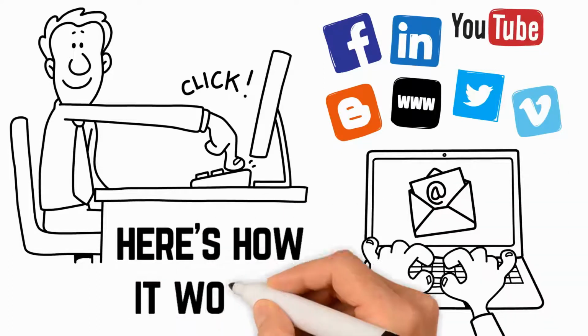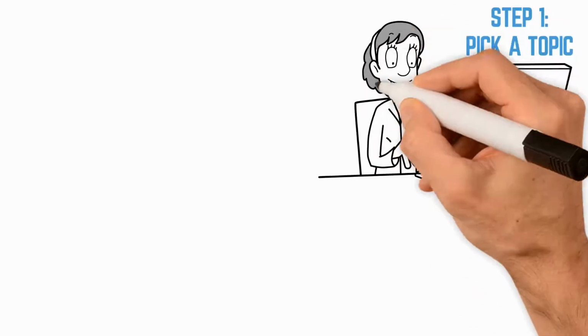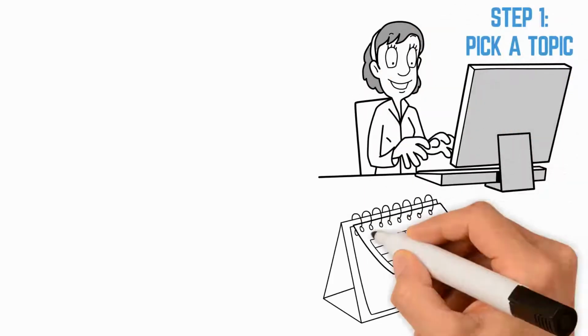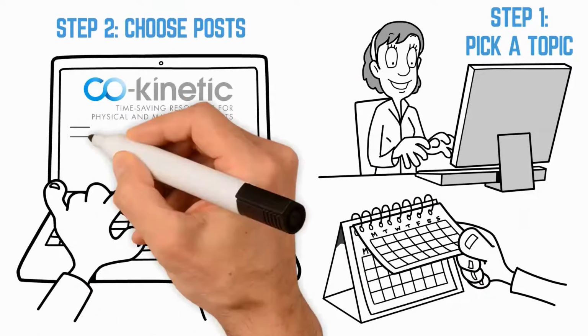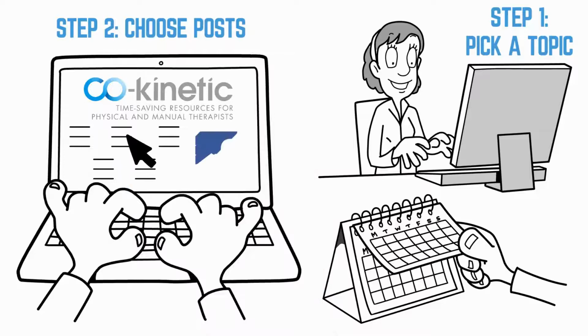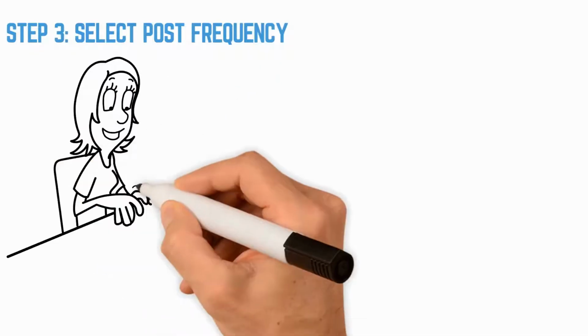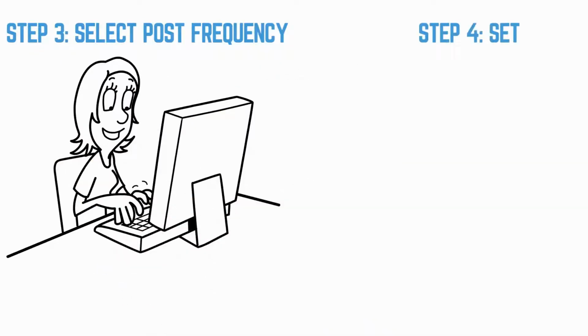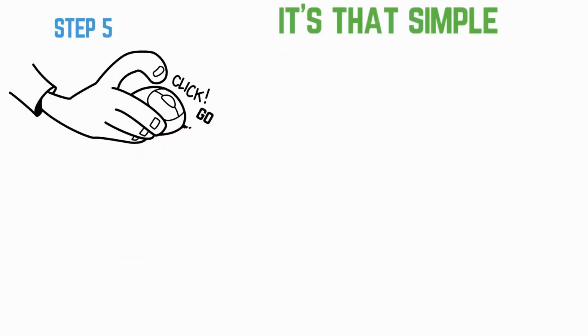Here's how it works. Step 1. We create stunning, engaging social media content on a new topic every month. Step 2. You log into the Co-Kinetic website, choose which post you want to publish and which social networks you want to publish them to. Step 3. You decide how frequently you want the posts to be published. Step 4. Set a start date and an end date for the campaign. Step 5. Click go. It's that simple.